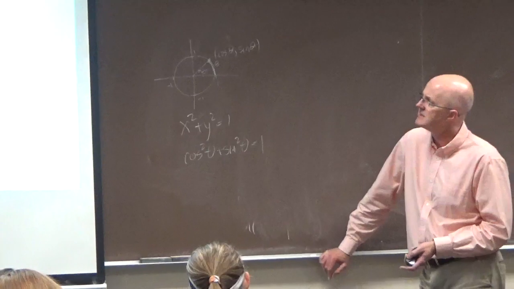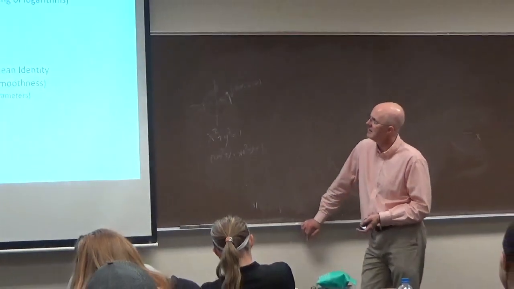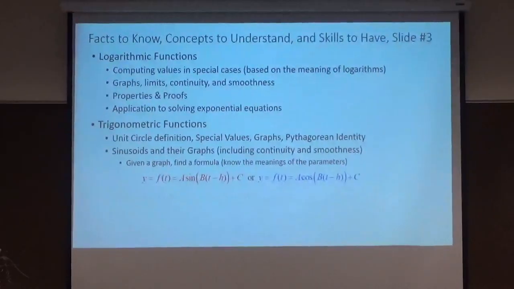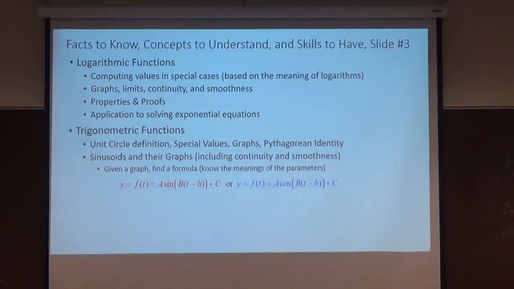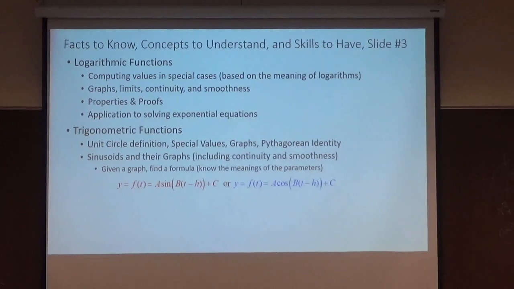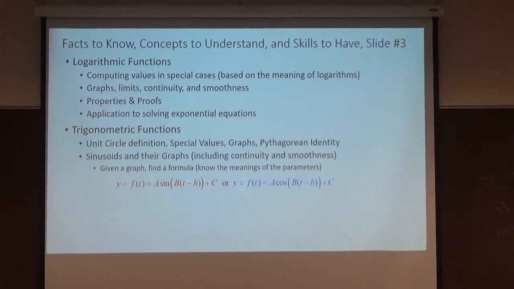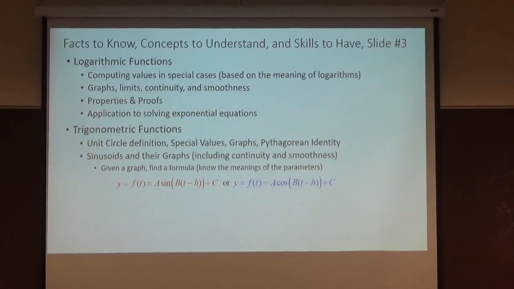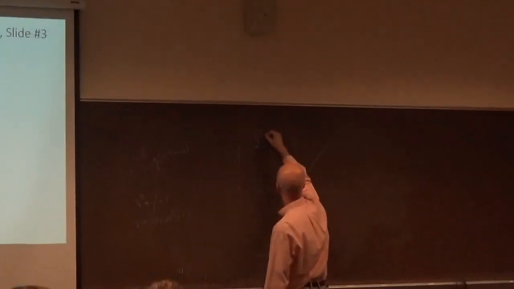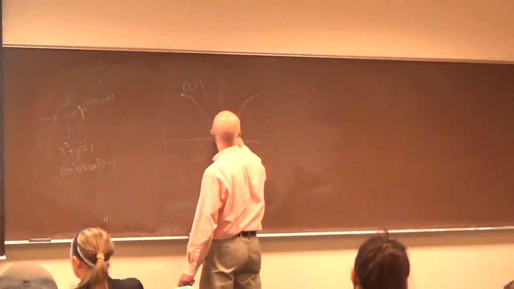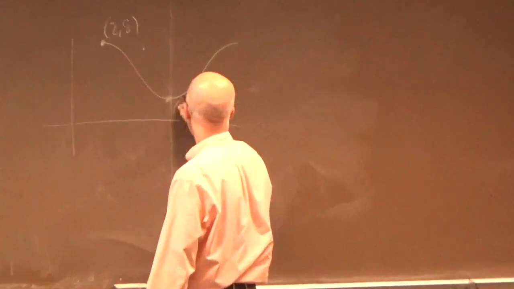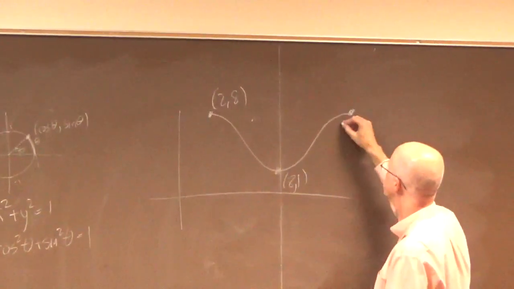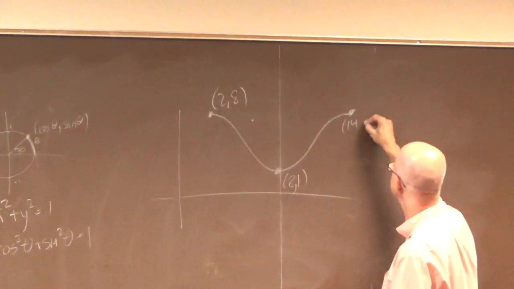Sinusoids and their graphs. Given a graph, find a formula. Here are your general formulas. We'll talk about this in a second. Let's take one of these. Say your graph looks like this, just a piece of it, and this is maybe the point (2, 8). This is the point (8, 1). And then over here, we're back up to, it would have to be (14, 8).